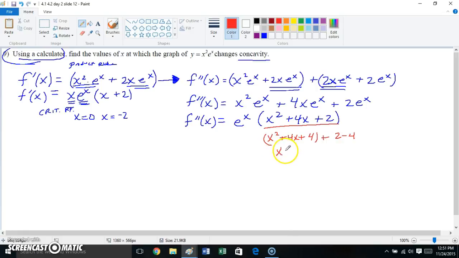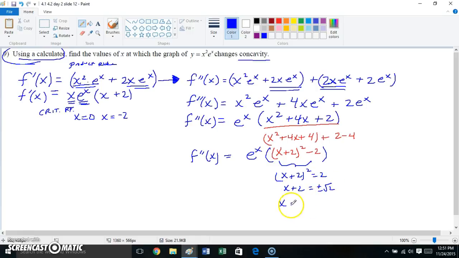All right, so this is (x+2)^2 - 2. I'm only doing that here because I can't really illustrate using a calculator, but I can solve this for its zeros. So (x+2)^2 is equal to 2, and x+2 is equal to positive or negative square root of 2. And so x is equal to -2 plus or minus the square root of 2. These are the locations of potential inflection points, as long as f double prime is changing sign.